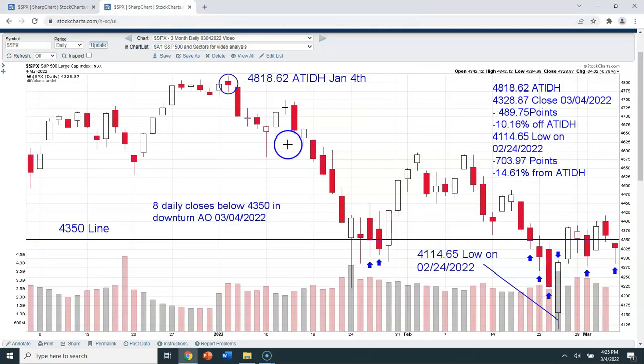So now let's move on to a shorter term chart. This particular chart is a 3-month daily candlestick chart of the S&P 500. Of course, I have quite a few annotations on here. The 4350 line is there.